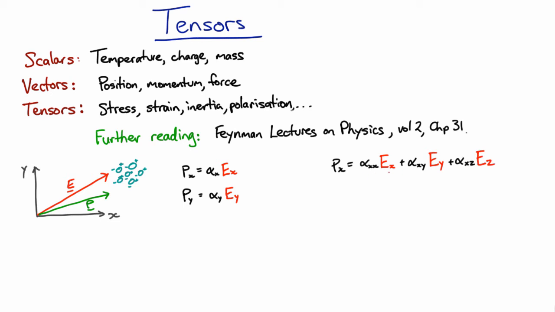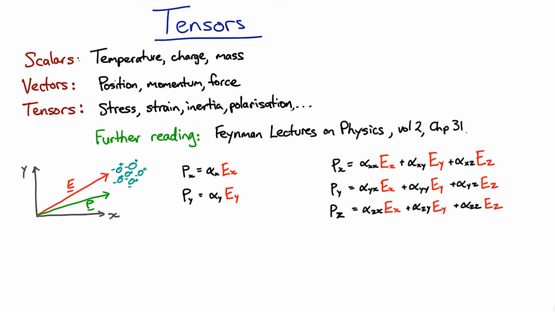And will indeed have a component due to the x, y, and z directions of the electric field. Similarly, the other two components of the polarization will depend on Ex, Ey, and Ez. And you can see that we have a completely general linear relationship between the polarization vector and the electric field vector. And probably a better way to write that would be in vector notation.